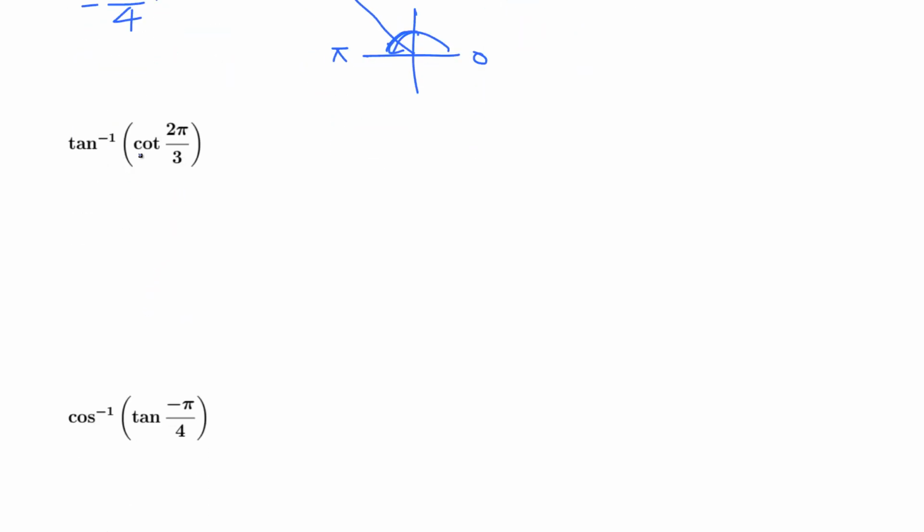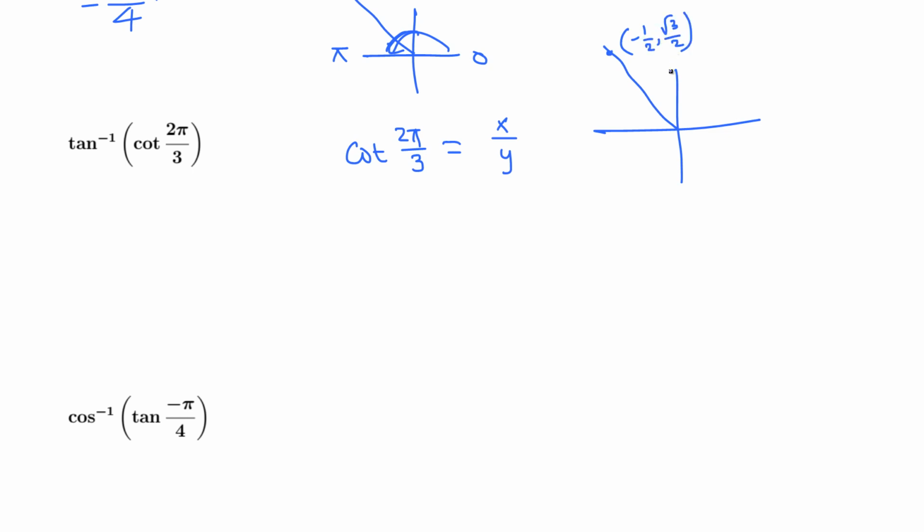Now tangent inverse of cotangent 2 pi over 3. So we need to figure out the value of cotangent 2 pi over 3. In unit circle, cotangent means the ratio of x and y. So unit circle 2 pi over 3 is here somewhere. And if you look at the coordinates, that would be negative 1/2, root 3 over 2. So x over y.